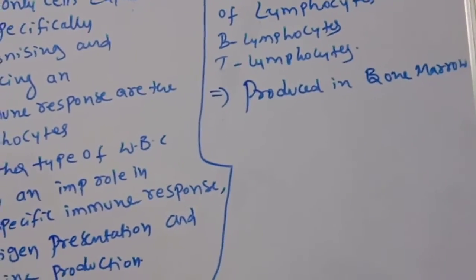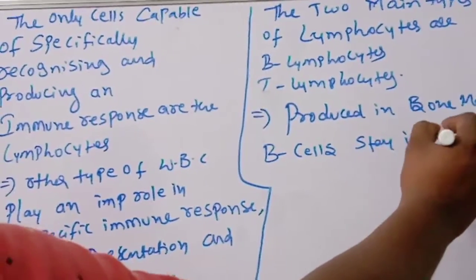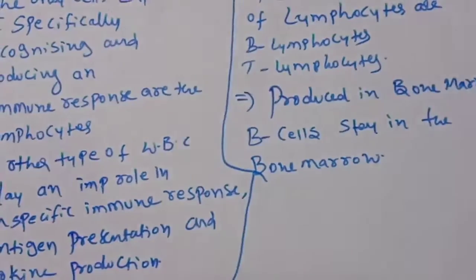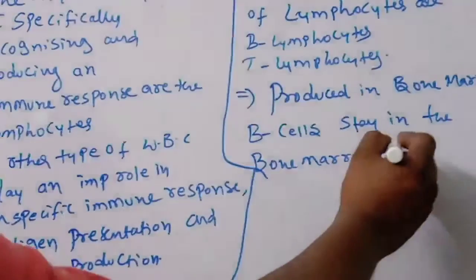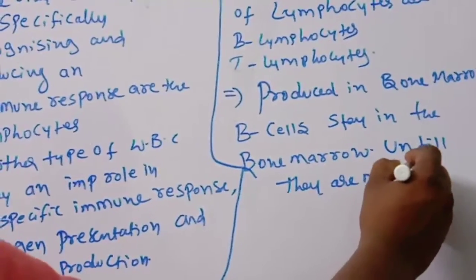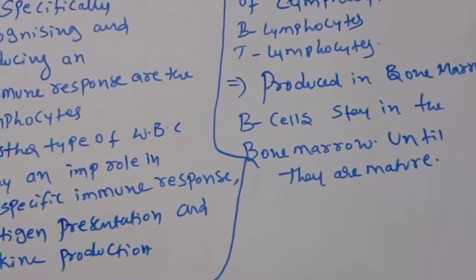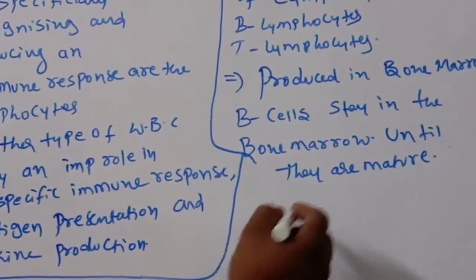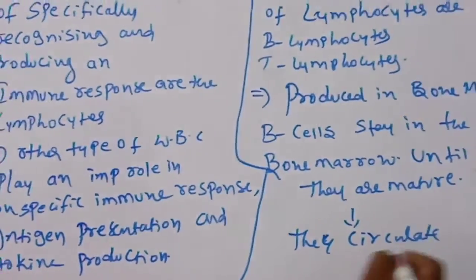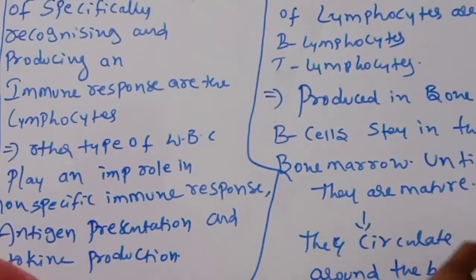B lymphocytes stay in the bone marrow. B cells stay in the bone marrow until they are mature. This point you have to remember. Okay, children. Then later they circulate around the body.